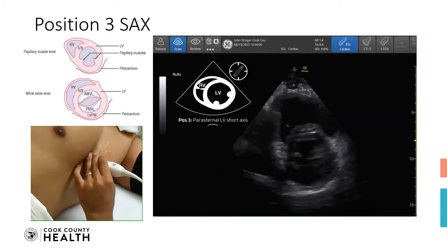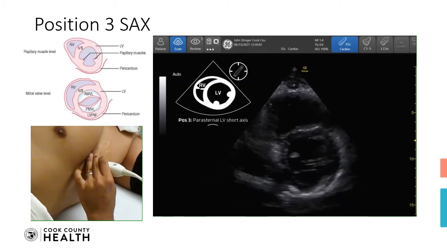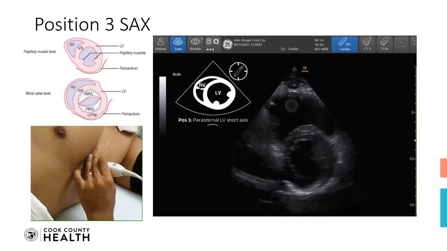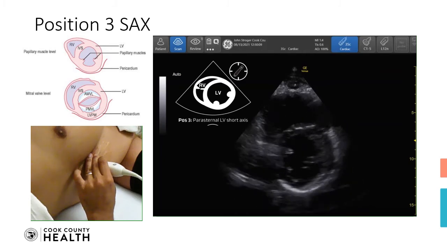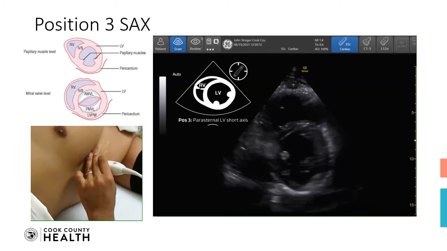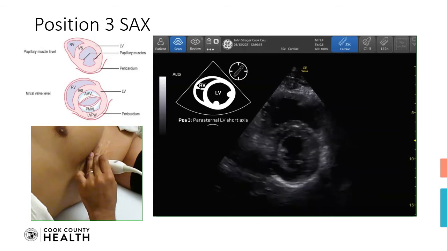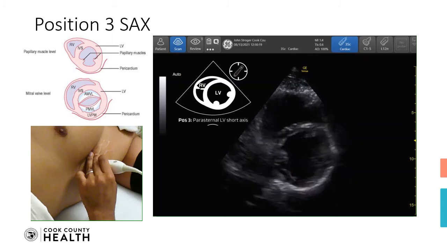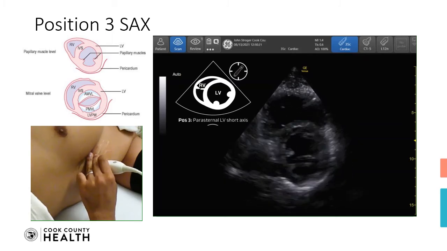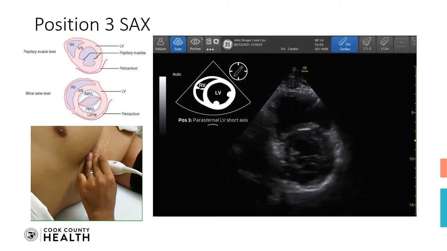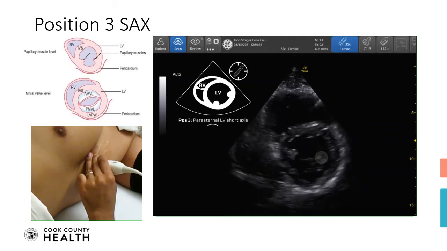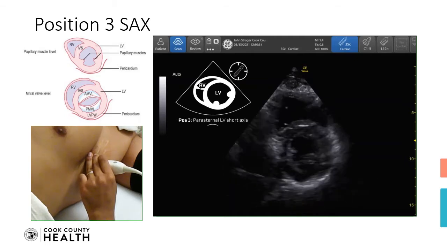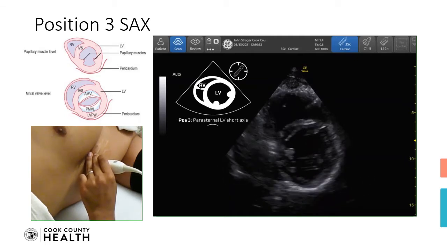And as you can see, when you rotate it, we have the left ventricle in the short axis, and the right ventricle is right below the probe again, anteriorly. So the image that we want to obtain for the POCUS exam is having the left ventricle as rounded as possible at the mid-papillary level. We have the anterolateral papillary muscle here and the inferoseptal papillary muscle here.